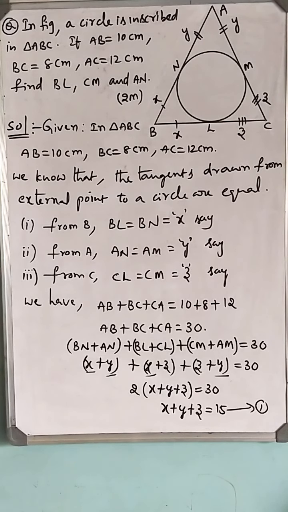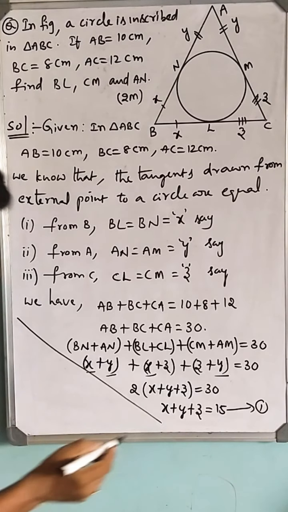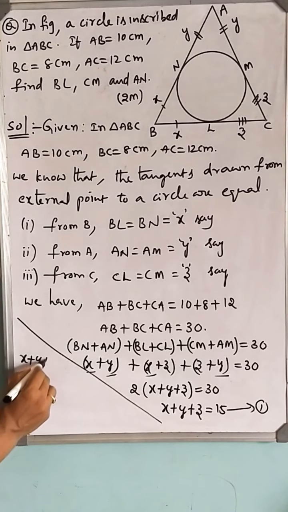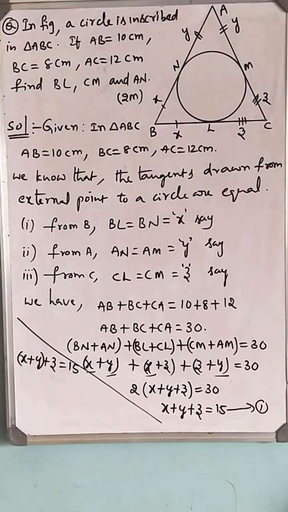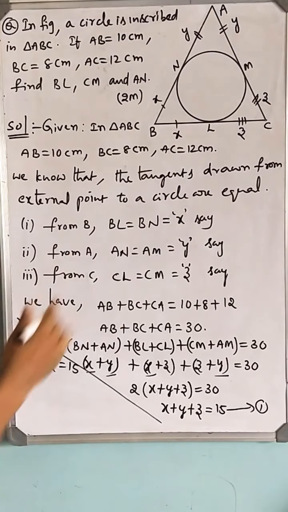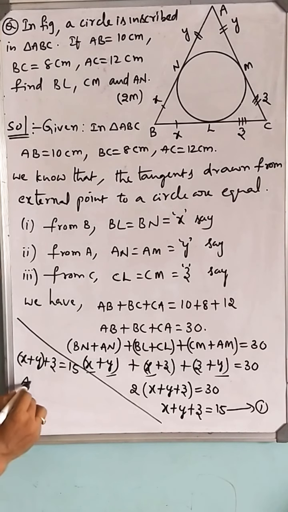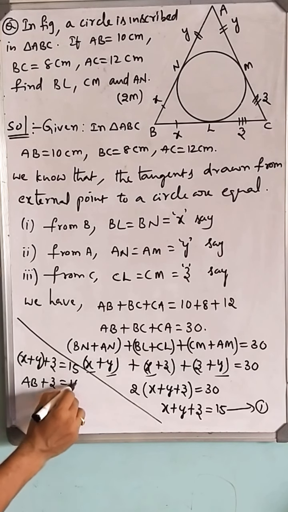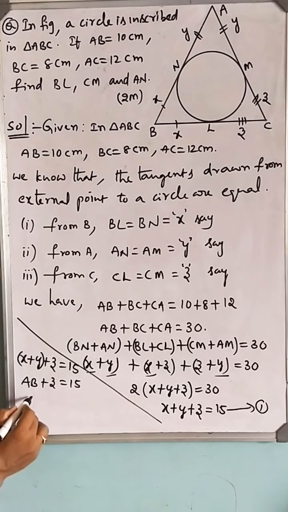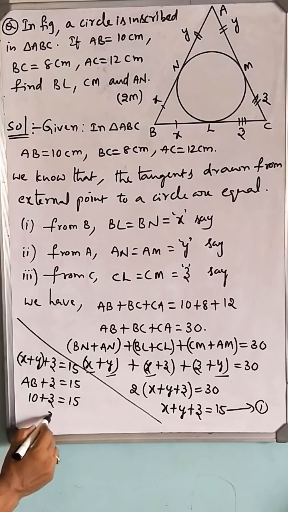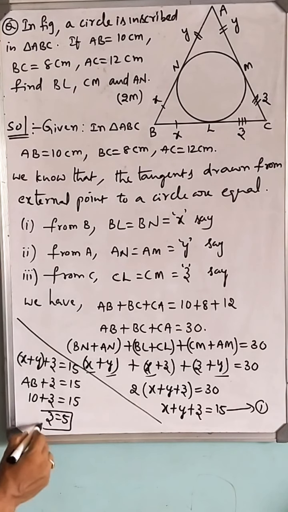Now let us proceed here. x plus y plus z is equal to 15. You know, what is the sum of x plus y? That is, x plus y gives AB. So AB plus z is equal to 15. What is the AB length? 10. 10 plus z is equal to 15. z is equal to 5.